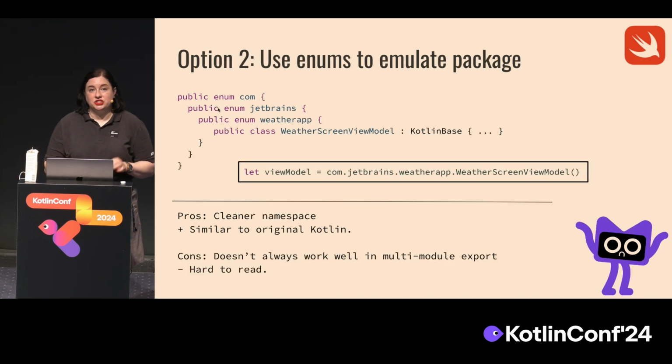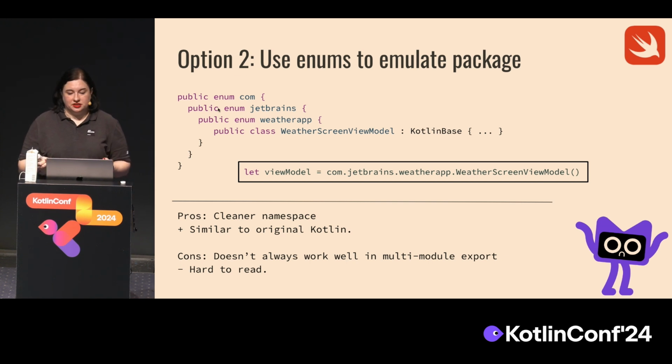Our next option is to use enums to emulate the package and then place the declaration of the class inside the enum. This gives a better namespace experience, similar to what we have in Kotlin, but it doesn't work well in a multi-module export, where you could have the same package but in different modules, which is common in a large app. Declarations are also hard to read, as you have to follow along with the tabs, and with many tabs, it becomes hard to read the class definition.